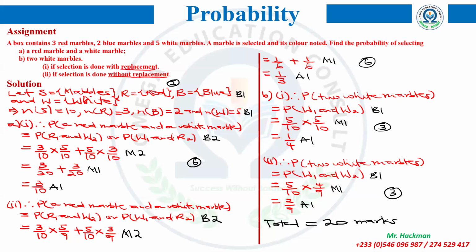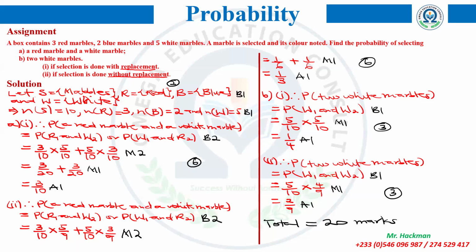It's the same situation here: a red marble and a white marble. The order of your selection was not specified. So you can have your red first followed by the white, or white followed by the red. Irrespective of the order, you still get a red and a white marble. So take note, you don't deal with a specific direction.